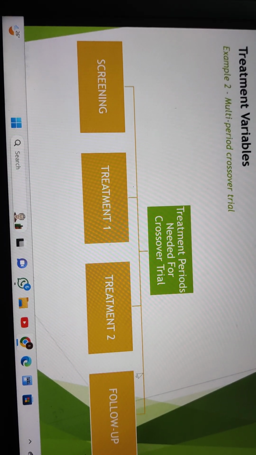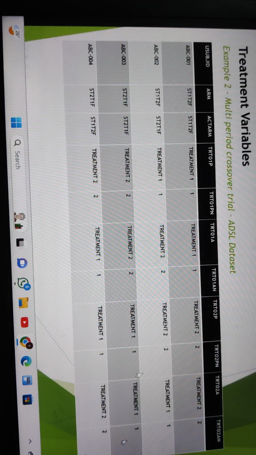So if it's a multi-period crossover study, how does it look? Our elements would be screening, treatment 1 and treatment 2, and then follow-up. For this example, you can see the actual arm, ST1T2F, ST1T2F. The planned and actual are the same here. Treatment 1 and treatment 1, as you can see, for these two different subjects, 1 and 2. So TRT01PN is 1, and the A is treatment 1 and treatment 2.